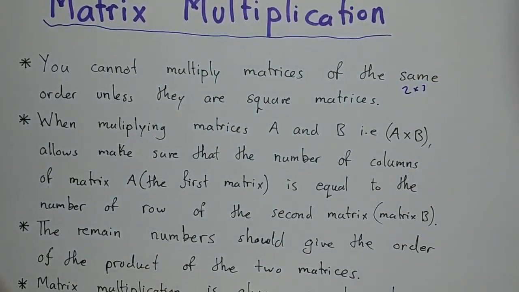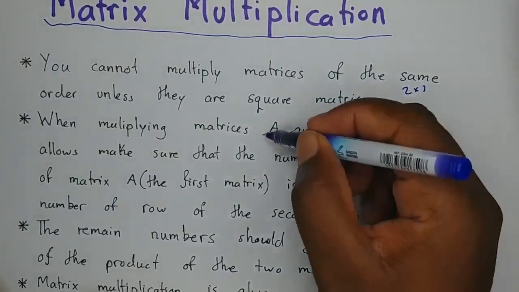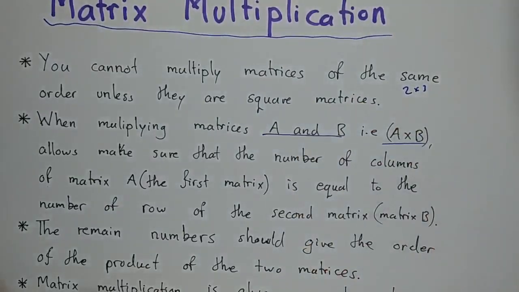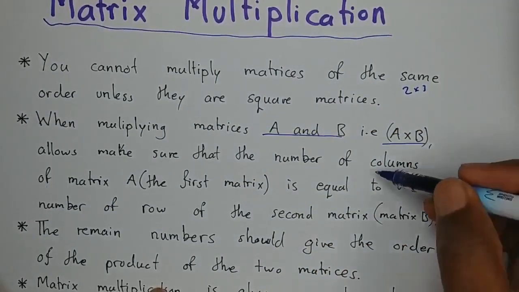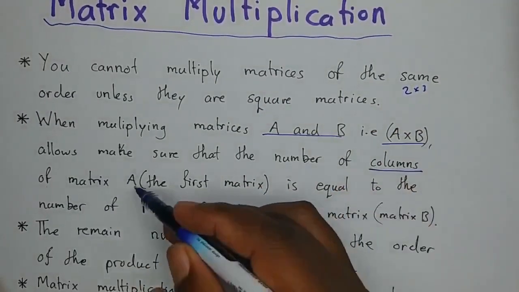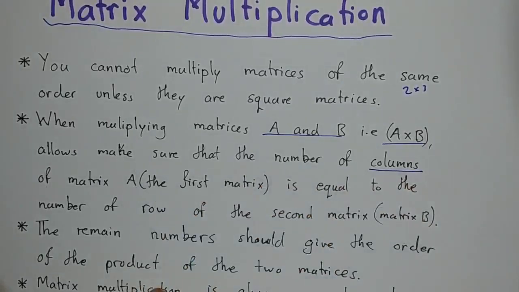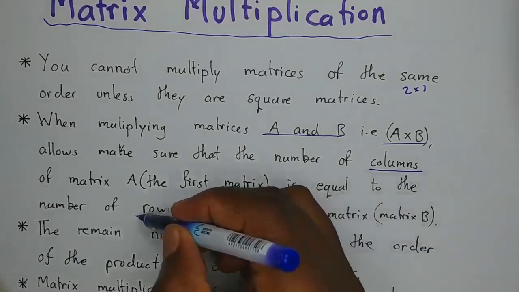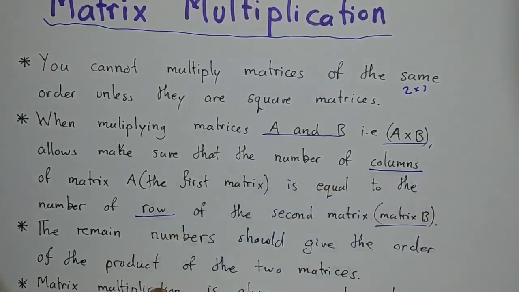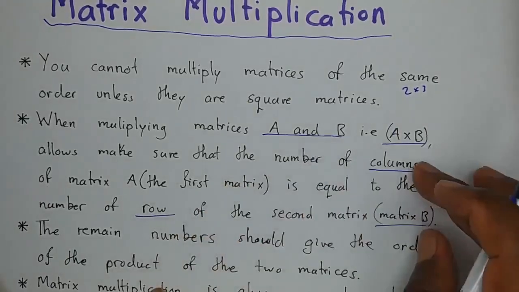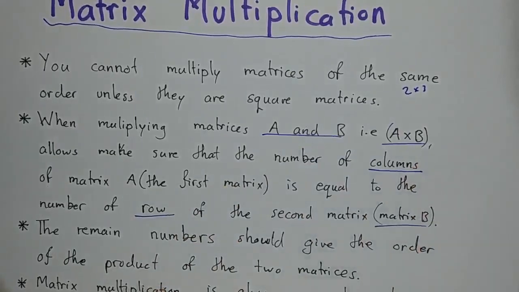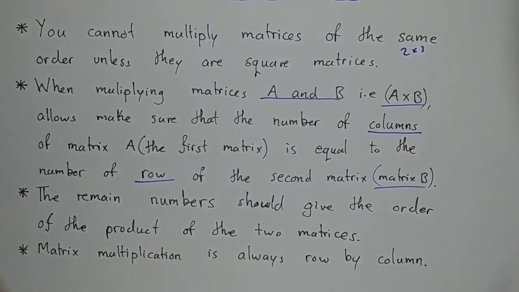Then when multiplying two matrices, for example A and B, that is A times B, you have to make sure that the number of columns of the first matrix, which is A, is the same as the number of rows in the second matrix, which is B in this case. So what I want to look at is making sure that the columns of the first matrix match the number of rows in the second matrix. You'll understand that once we start looking at some examples.